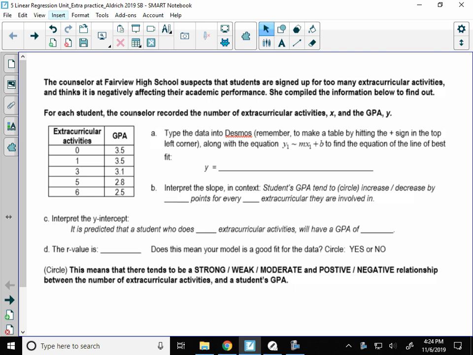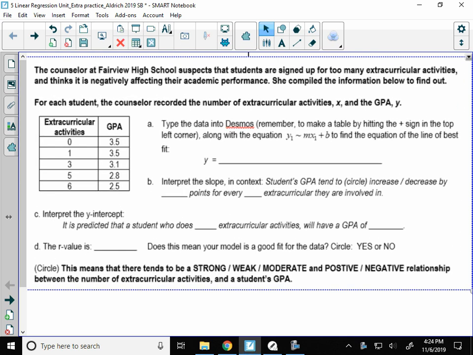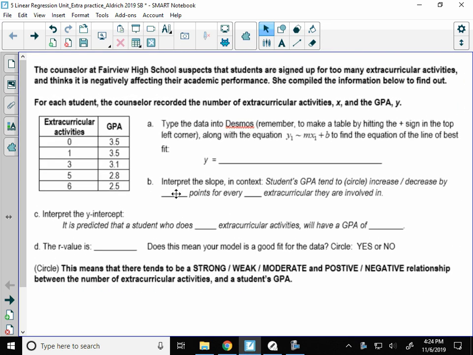This video is for the Desmos problem at the top of your practice for today. Hopefully you're watching this if you need help reviewing what we did yesterday with Desmos.